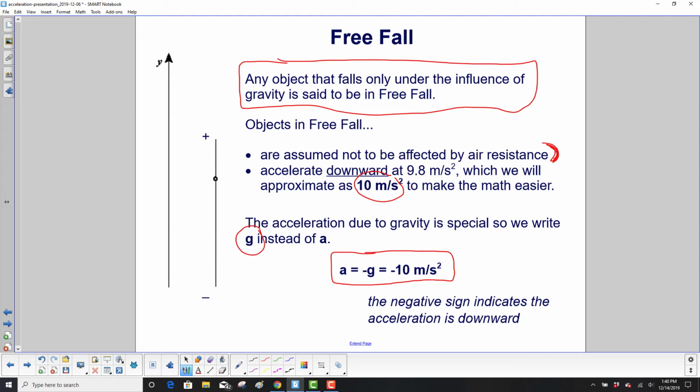The negative sign indicates that the acceleration is downward. But when you see just g written like this, that's always a positive 10 meters per second squared. That's a magnitude. When you want the direction of the acceleration, that would then be a equals minus g, which would be our minus 10 meters per second squared.